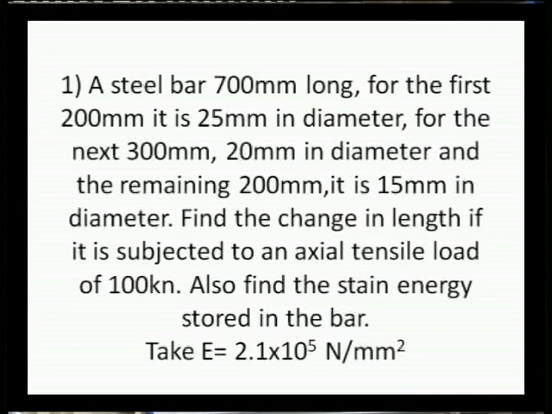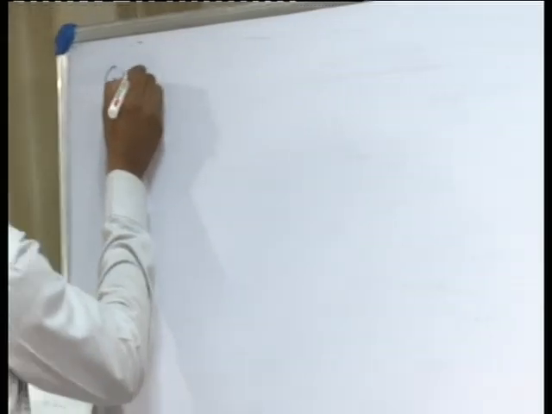We need to find the change in length if it is subjected to 100 kilonewton, and also the strain energy stored in the bar. Here the Young's modulus E is equal to 2.1 into 10 to the power of 5 Newton per millimeter square. We need to find the total change in length. Before starting the problem, we have to write the given data, the given dimensions. First, given is a steel bar of 700 mm long.